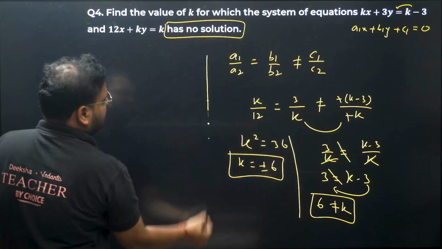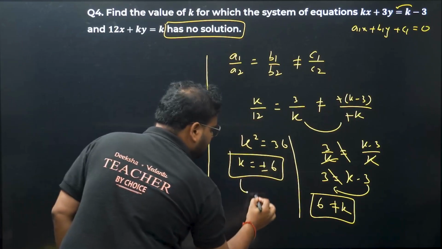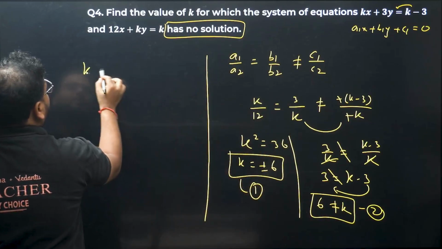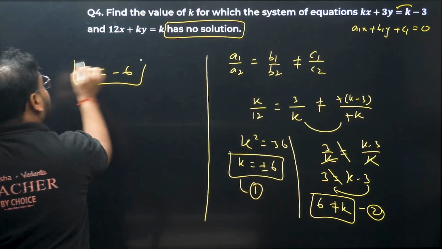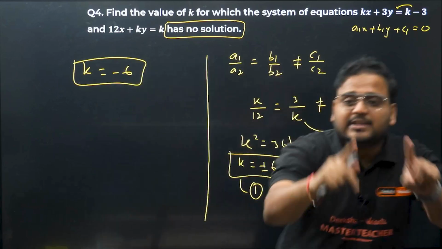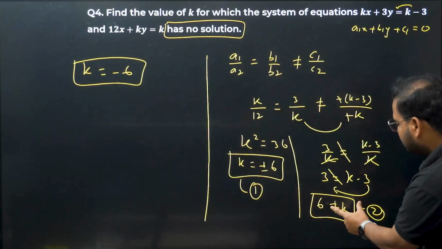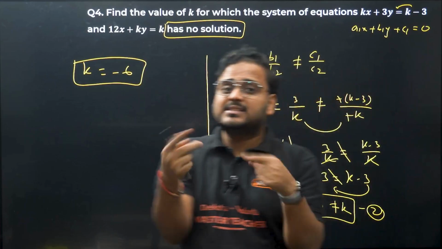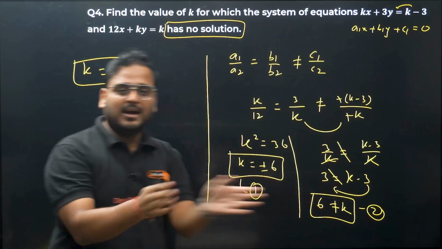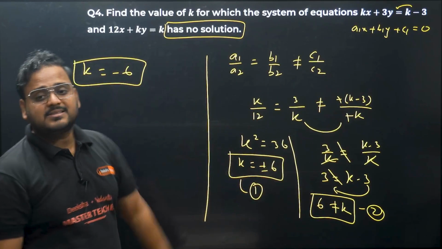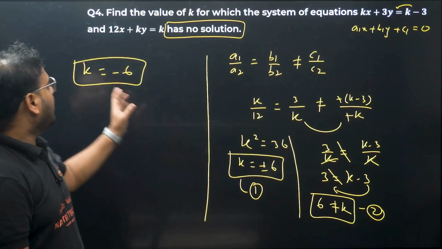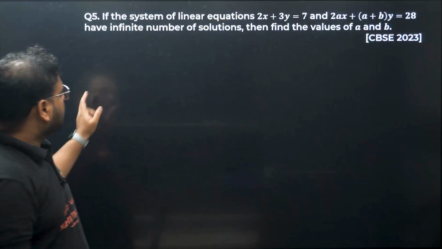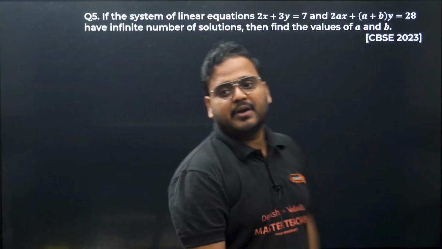Okay, my final answer is what? Combine these two. This is my answer number 1 and 2. Combine these two, you get k value equal to minus 6. Because the first result is telling me k can be either plus or minus 6. Second result is saying k cannot be 6. Combine that. K is both plus minus 6 and second is k is not 6. It means k is simply minus 6. So there is no option over here. Question number 4 is done. Have a look. Done. Now this is the PYQ.